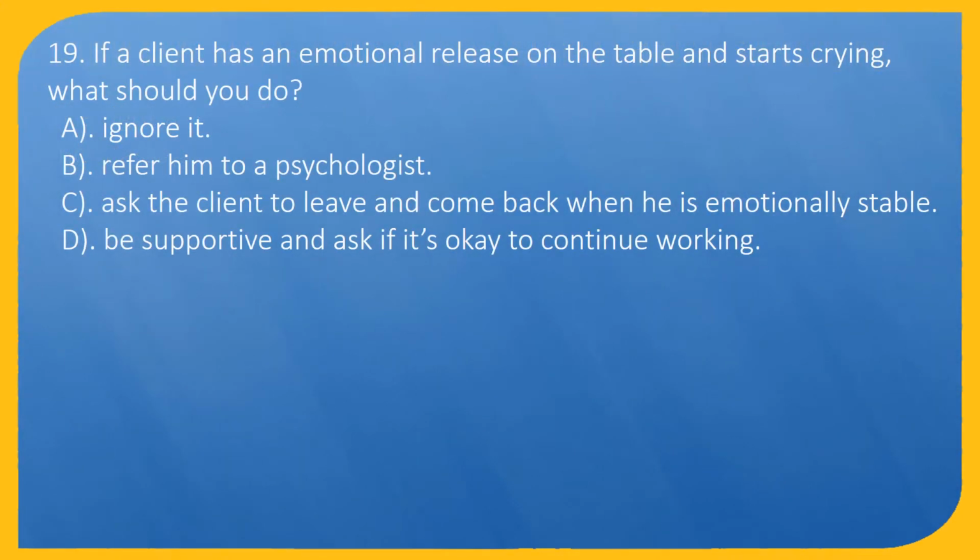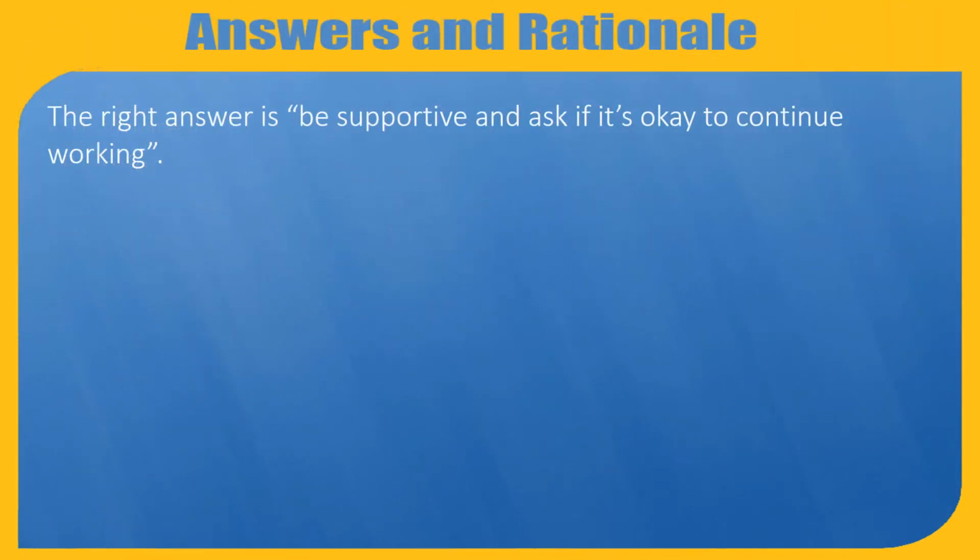Question 19. If a client has an emotional release on the table and starts crying, what should you do? A. Ignore it. B. Refer him to a psychologist. C. Ask the client to leave and come back when he is emotionally stable. D. Be supportive and ask if it's okay to continue working. The right answer is be supportive and ask if it's okay to continue working.